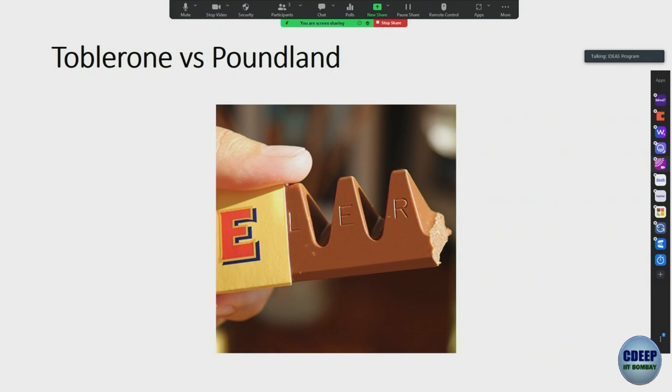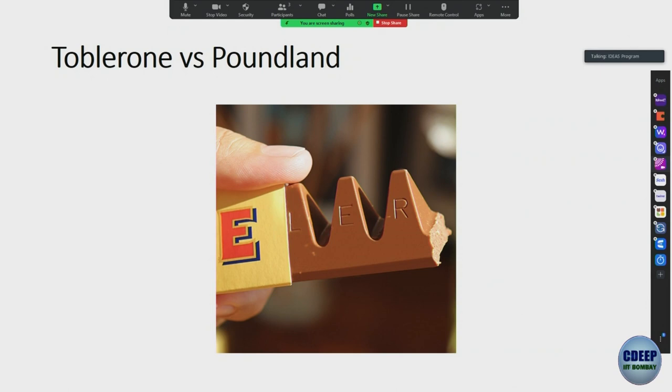Toblerone, famous chocolate, triangular chocolate. The shape is registered as a trademark, so you can't have any other triangular chocolate. Founded by a British company, instead of that single triangle, they made it double. They started selling the product, and Toblerone took them to court.